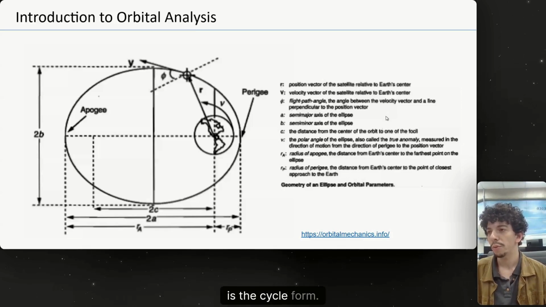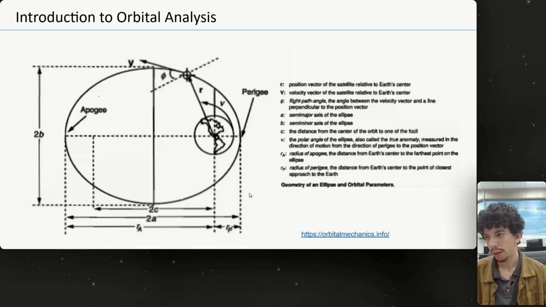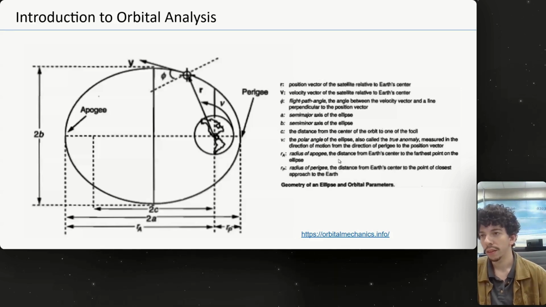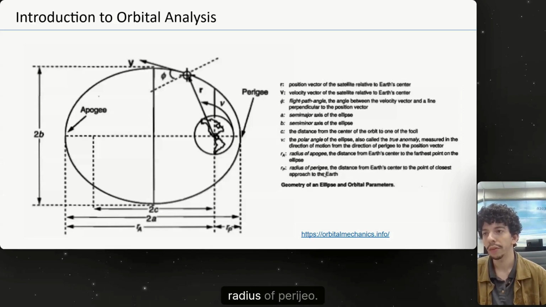In the simple form, we have the semi-major axis of the ellipse, the semi-minor axis of the ellipse, and the polar angle of the ellipse, radius of apogee, radius of perigee. Okay.